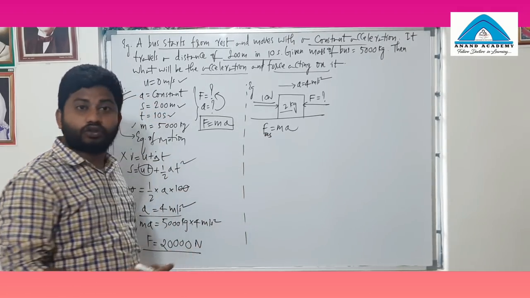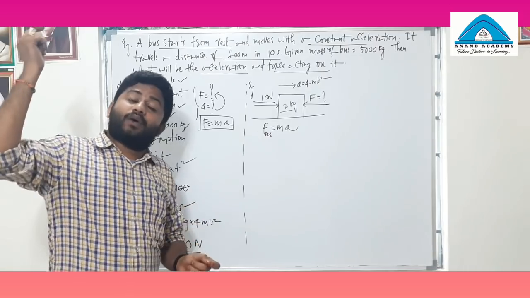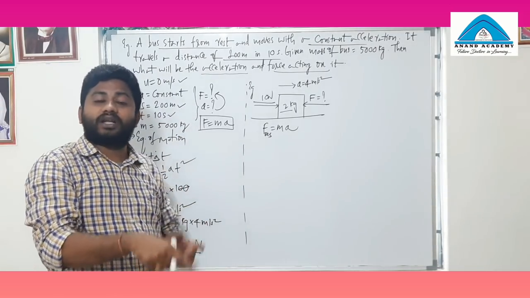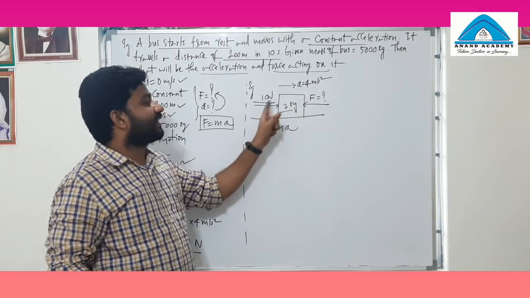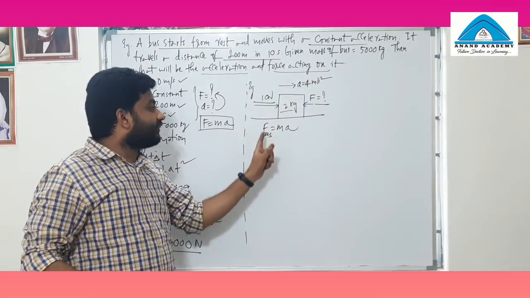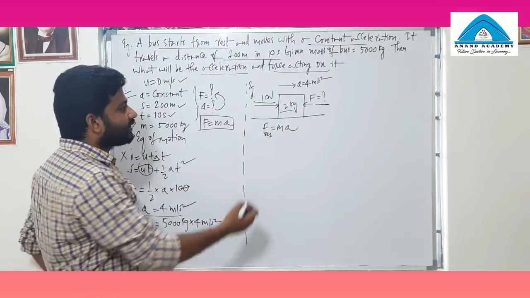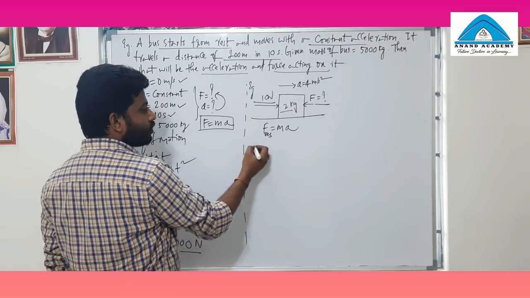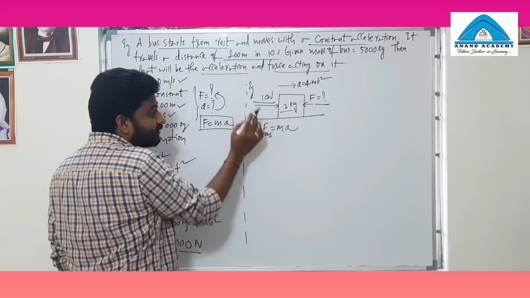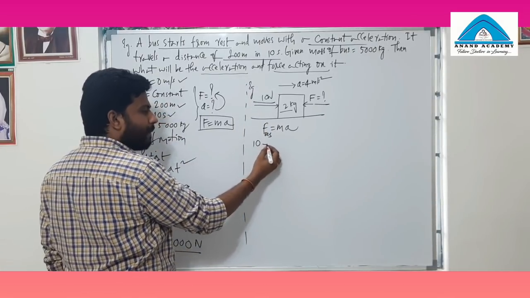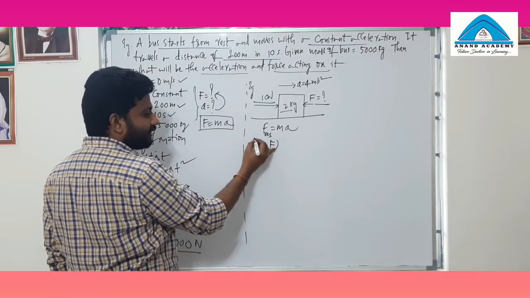It's not a single force. When there is only a single force acting on the body, that is equal to the resultant force. But here, there are two forces acting. So the resultant force must be written here. So what is the resultant force in this case? The acceleration direction is given in this direction. That means this is greater. 10 Newton minus F. So that's the resultant force.